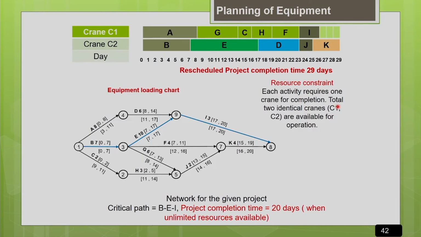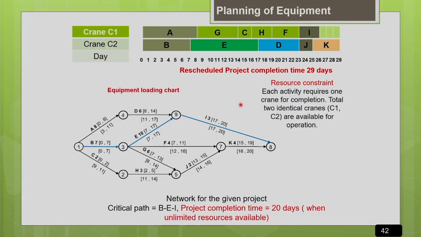But in our project site we have only 2 cranes available, C1 and C2. So now how to allocate these 2 cranes for this particular project, making sure that the idle time for the crane is less, as well as the project completion time is not significantly delayed because of this resource constraint? Definitely there will be some delay, but the delay should not be very significant. That we have to take care.